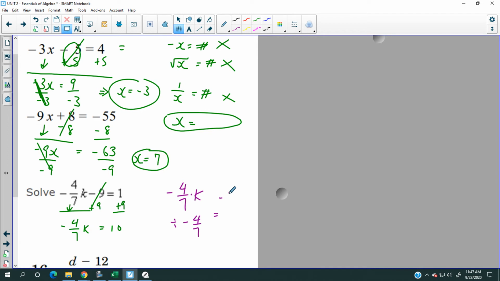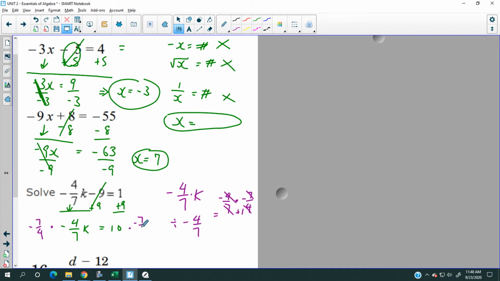So watch this. Keep, change. Change this to multiplication, flip. Oh, look. Cancel, cancel, cancel, cancel. Negative times negative is a positive, so we got +1. So perfect. Let's do that. So I'm going to multiply both sides by the reciprocal. Remember that word? Reciprocal, so -7/4.